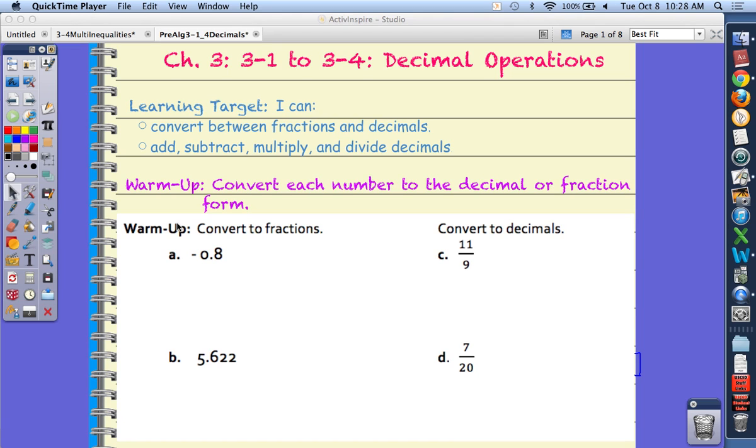I actually want you to do the converting as a warm-up. You may remember how to do this from last year. So try the warm-up A, B, C, and D, these four problems here. I want you to convert A and B to fractions, and I want you to convert C and D to decimals. If you forget how to do this, look right below the warm-up. There are two images to help you with some steps on how you could convert between the two forms. So try these four problems now, and then you can pause the video and press play whenever you're ready to go over them.